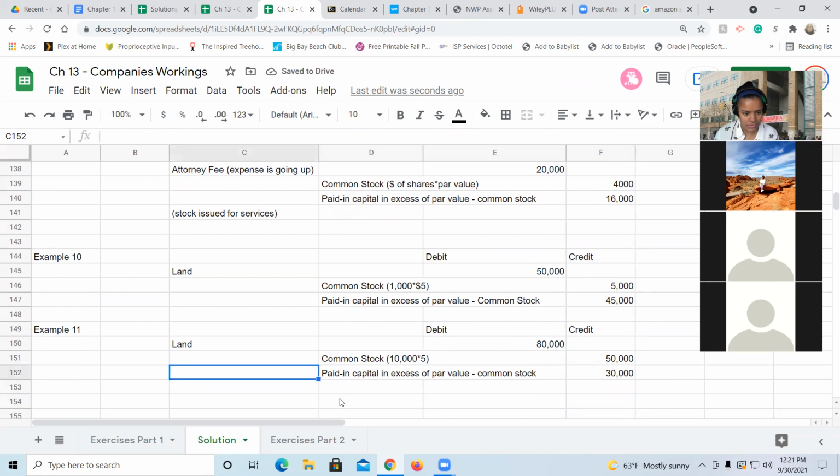And again, to repeat, we don't use the 90,000 for the land because the more reliable number is the $8 market value of the stock. $8 times 10,000 shares is where the 80,000 is coming from.